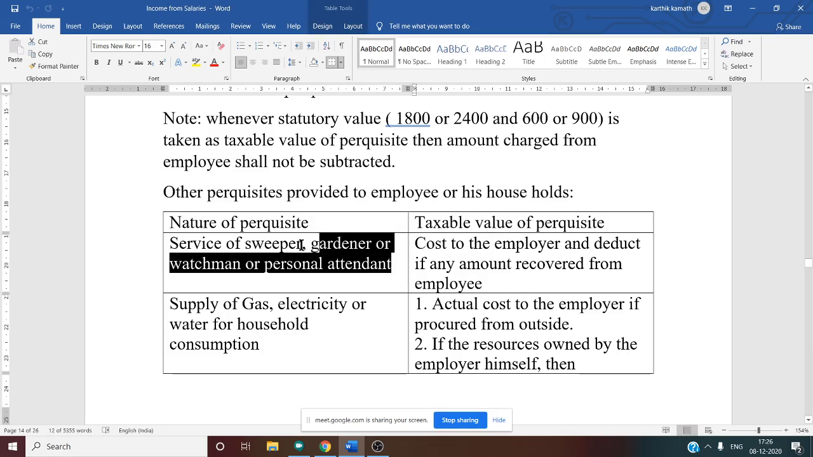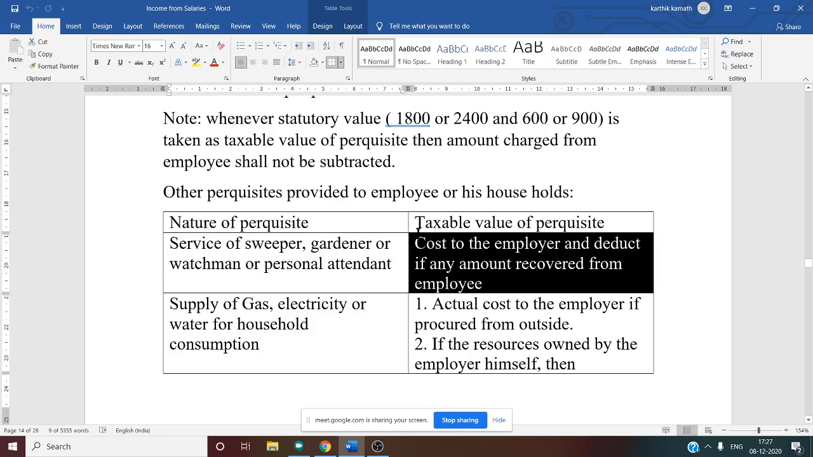So if these are paid by the employer, that amount we have to consider for income from salary, for the purpose of taxable salary. Then from that deduct if any amount recovered from employee. If employee is paying any amount, that you have to deduct from the cost to the employer. That is the first one.